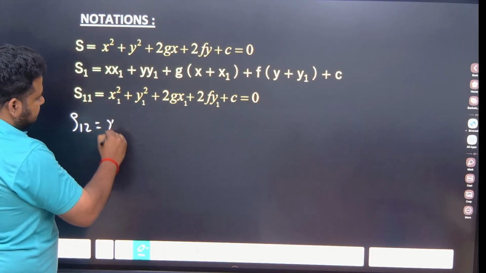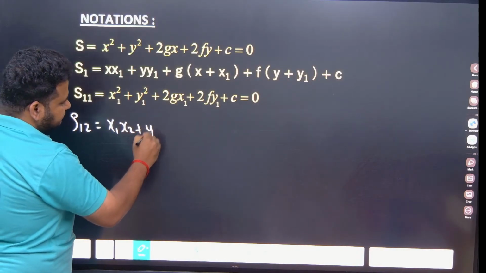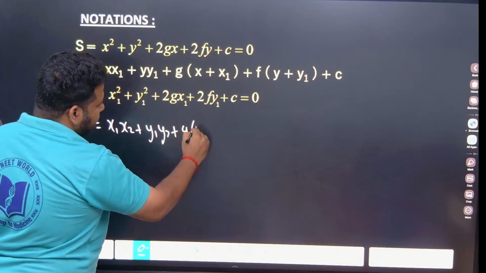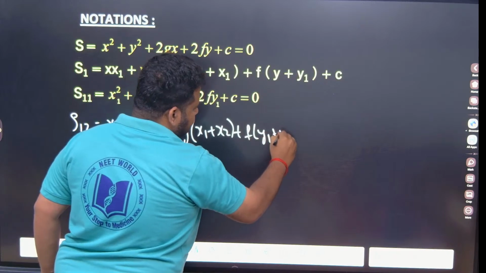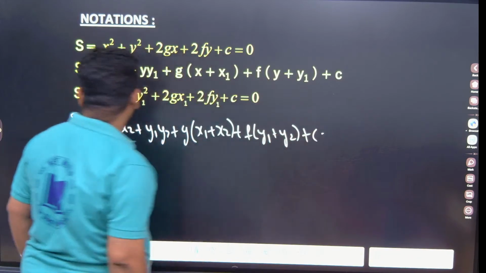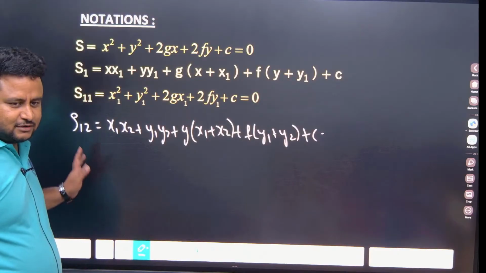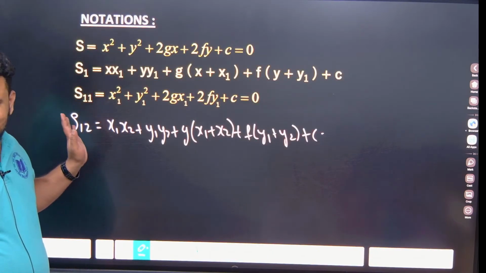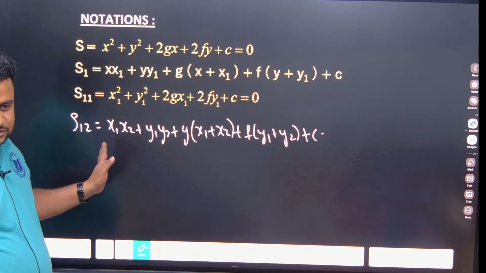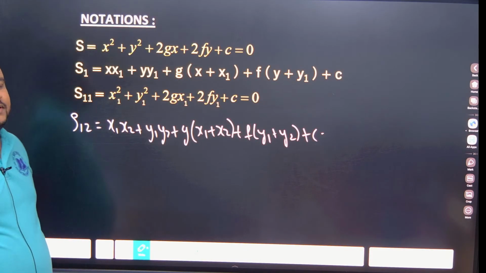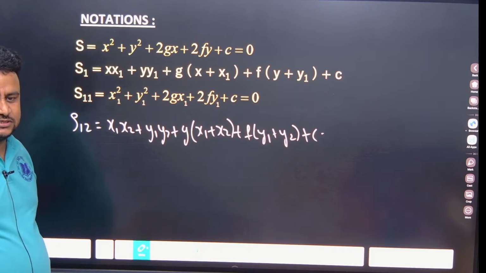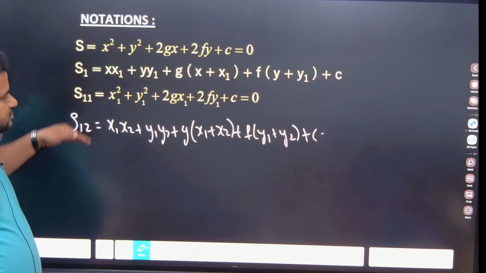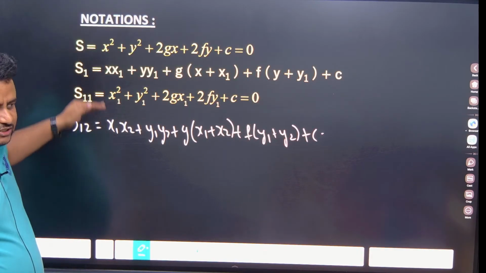Now if I ask you what is S12, this is also important. S12 means x1 x2 plus y1 y2 plus g into x1 plus x2, and so on. That's all. Correct? So S12 is also important. This will be useful. Now what did I tell you? When the midpoint is given, the equation of the chord is what? Equal to S11. So you have to remember these notations.